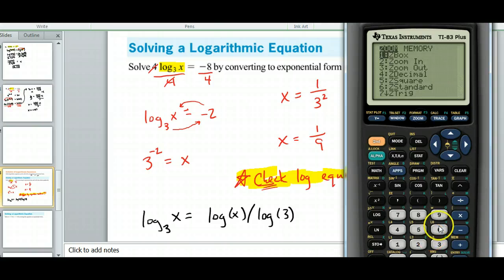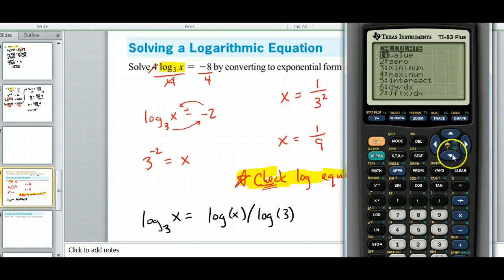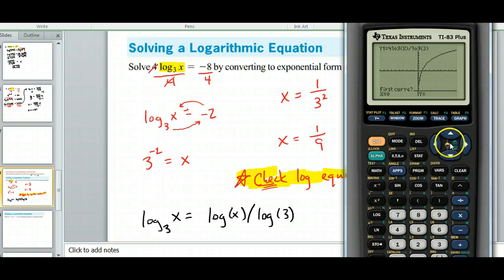Graph it. I'm going to hit zoom 6 to make sure I'm in the standard window. There's where they intersect. We can't see it here because it hugs so close to the y-axis, but we will verify that it takes place at 1/9. Press 5 for intersection. First curve, that's the log. Make sure that you actually see the cursor before you hit enter. Second curve, enter, guess. It goes through its process. 0.1111111. Now, you don't want 0.1111. You want a ninth.